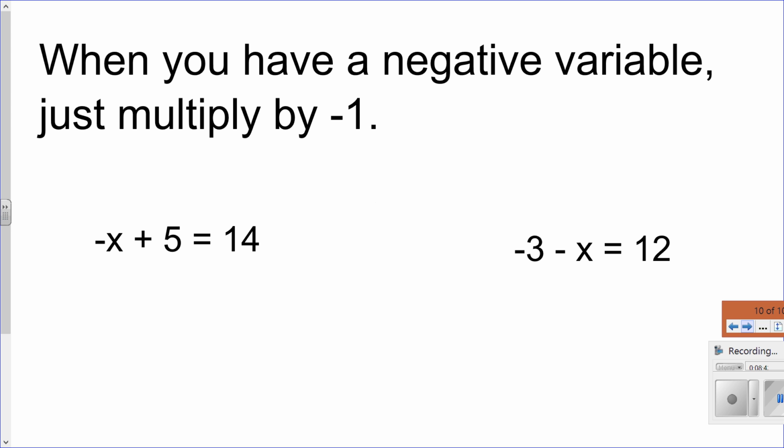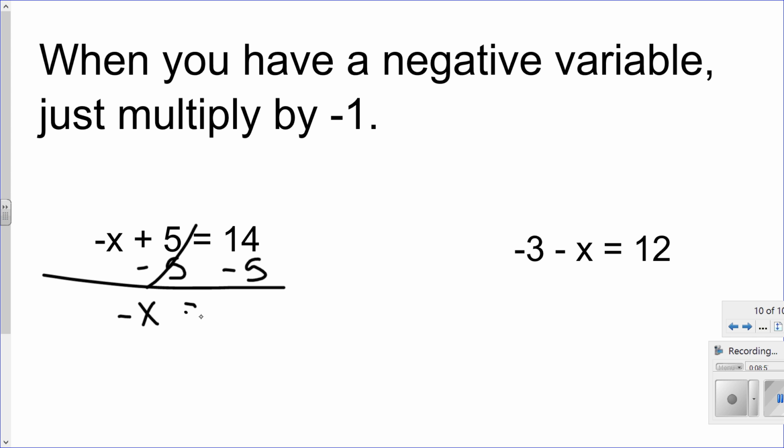Finally, when you have a negative variable, just multiply by -1. So look here, I have negative x plus 5 equals 14. So first things first, get the variable all by itself. So I have plus 5, so I need to subtract 5 from both sides. So I get 14 minus 5, which is 9. And so since I have a -1, I'm going to multiply both sides by -1. And that cancels out the negative, so I get x equals -9.